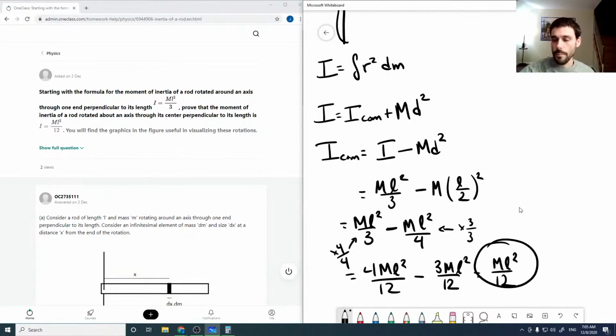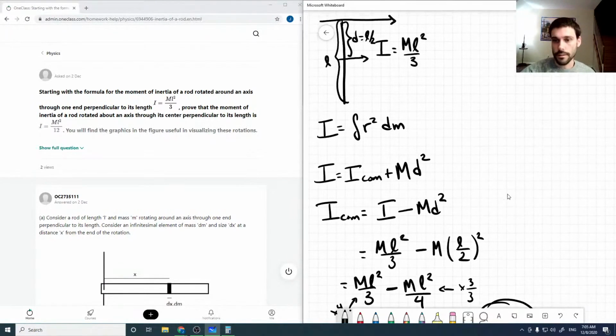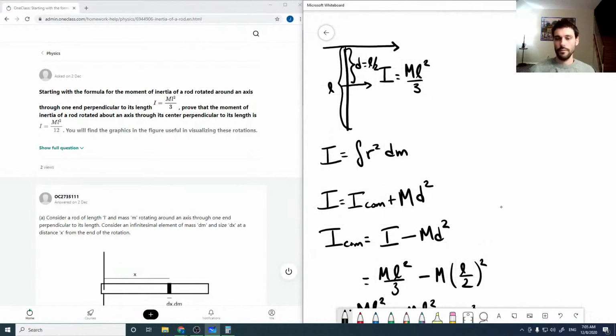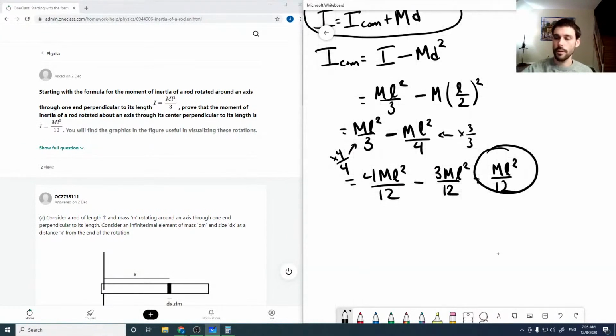So again, just to reiterate this equation here, that means that if you have the moment of inertia about an axis which passes through its center of mass, you can find the moment of inertia about any axis which is parallel to that by just adding md squared. So you can easily translate any moment of inertia with that equation.